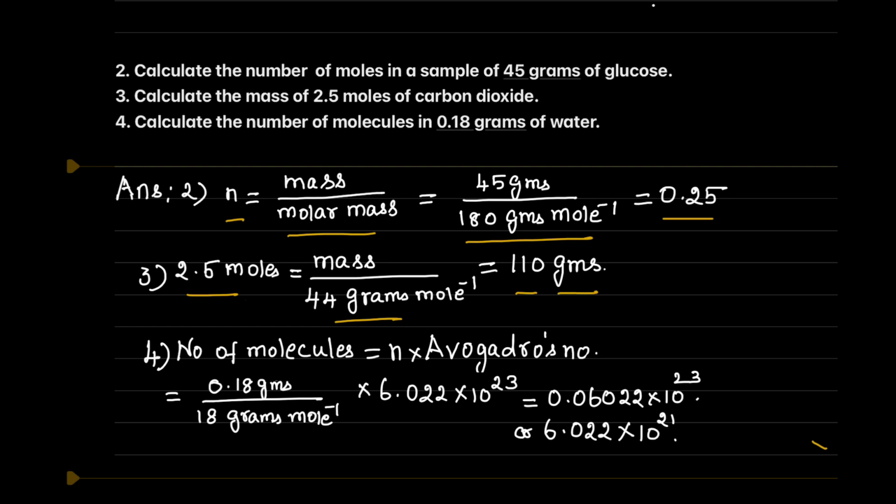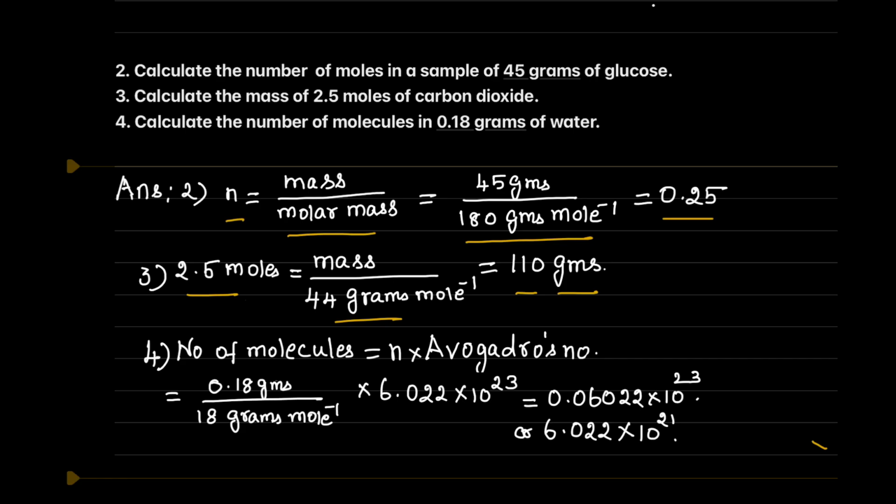Question number 4. Calculate the number of molecules in 0.18 grams of water. The first step is the calculation of n as explained in the previous problem. Applying the concept of mole, n, the number of moles, is equal to mass divided by molar mass. It is 0.18 grams divided by 18 grams per mole.